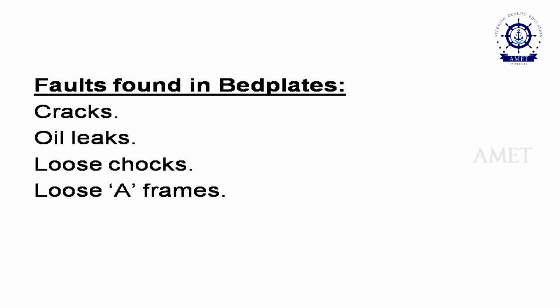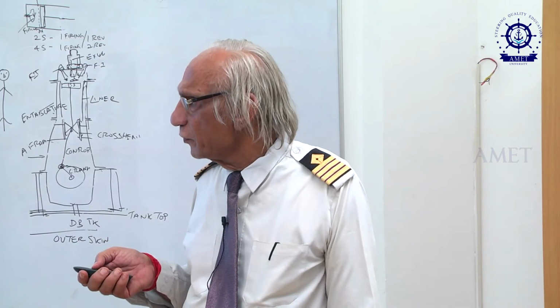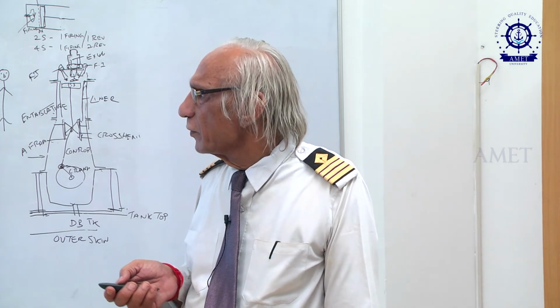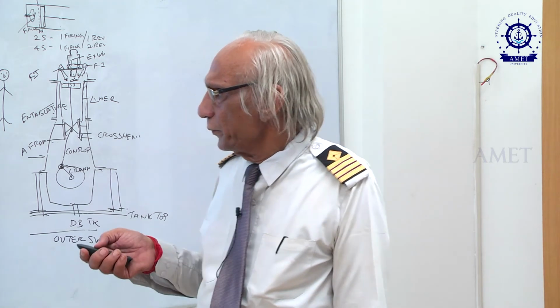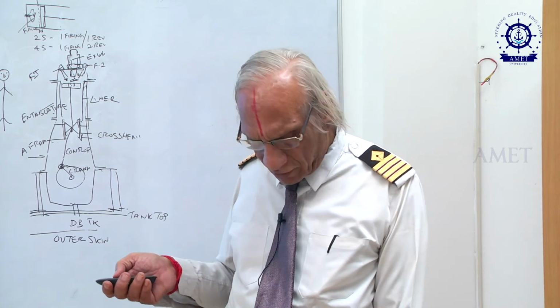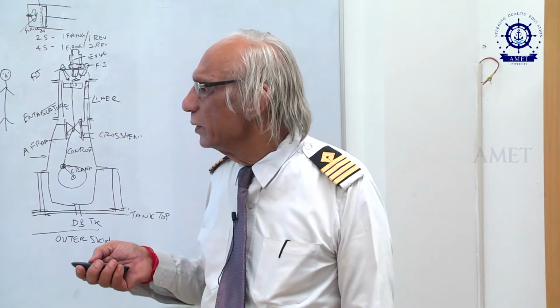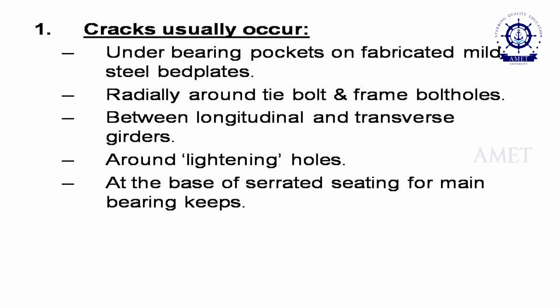So, as you see on the slide, these are the common faults that you find in the bed plate: cracks, oil leaks, loose chocks, loose A-frame. Chocks are for aligning the crankshaft to the tail shaft or the propeller shaft. A-frame is the structure of the engine which is mounted on top of the bed plate. Okay, where does this crack occur on the bed plate?